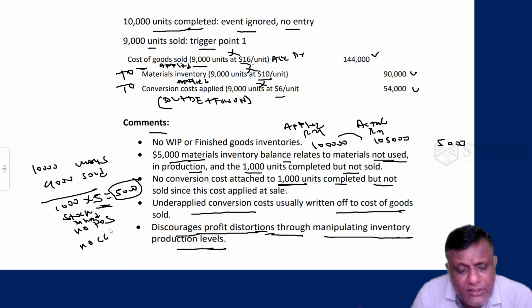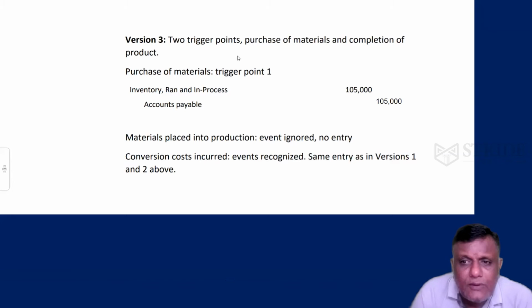Trigger point here: purchase of material under COGS, point of sale. Next, the two trigger point models. One trigger is purchase of material, and the other is completion of product. Purchase of material, cost of goods sold; purchase of material, completion of product.